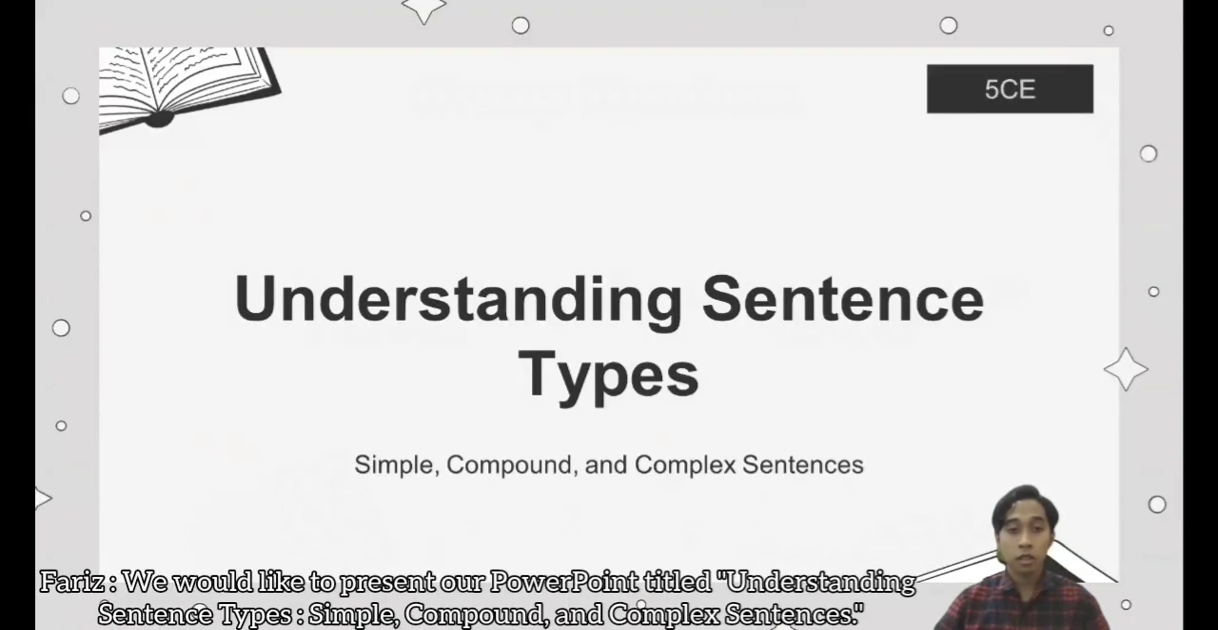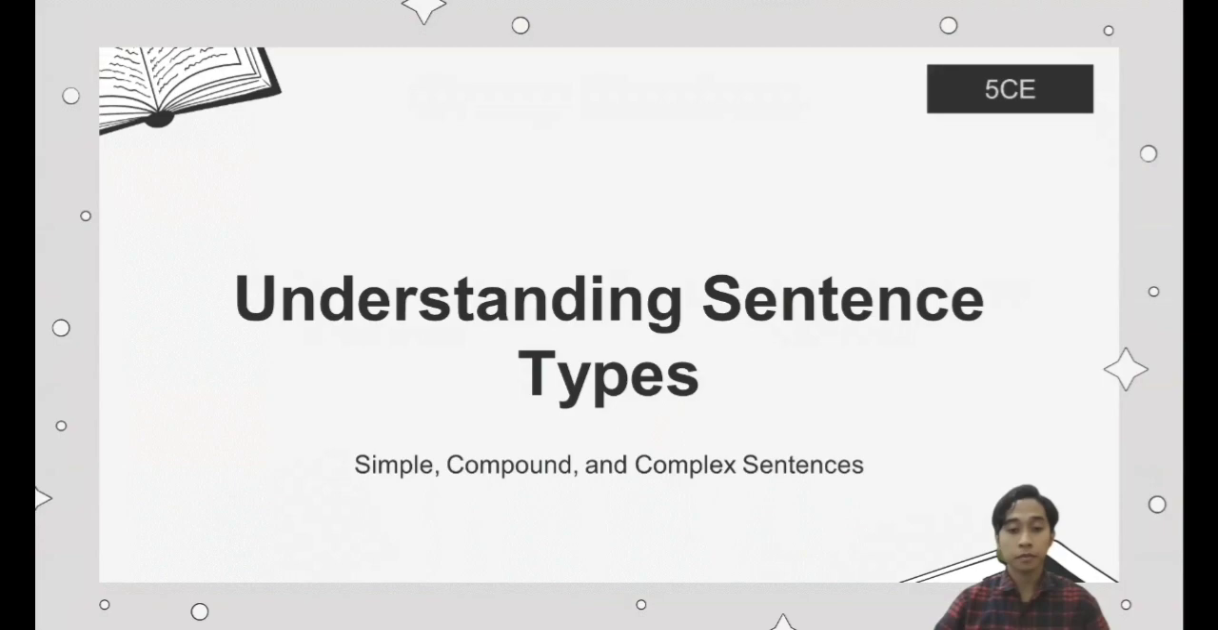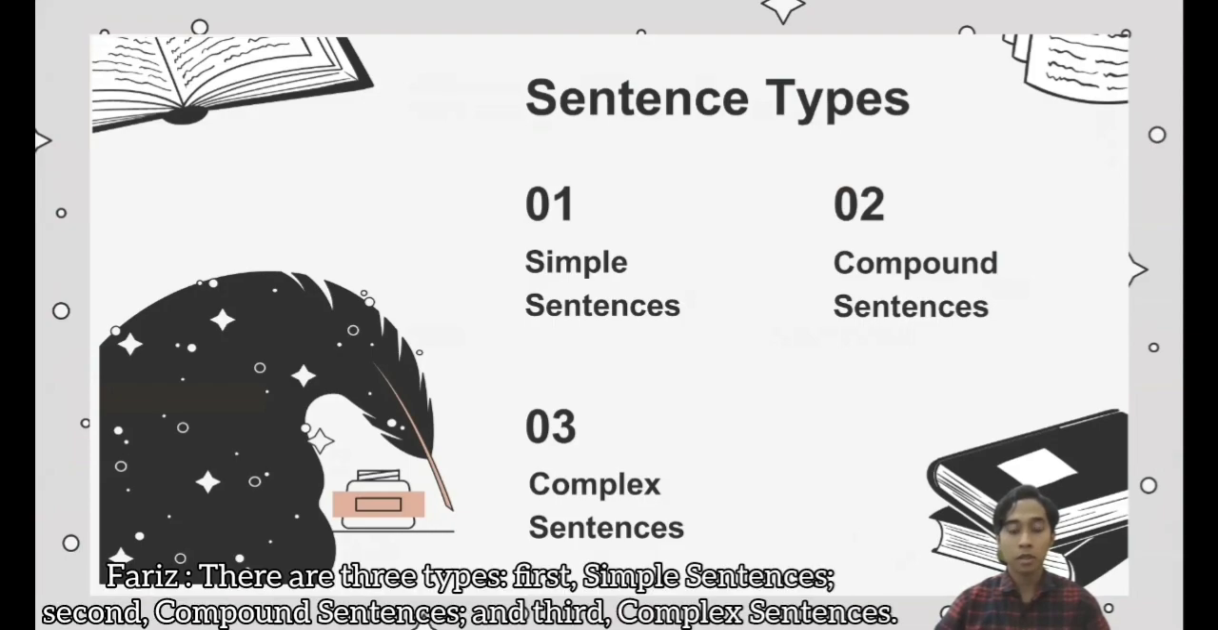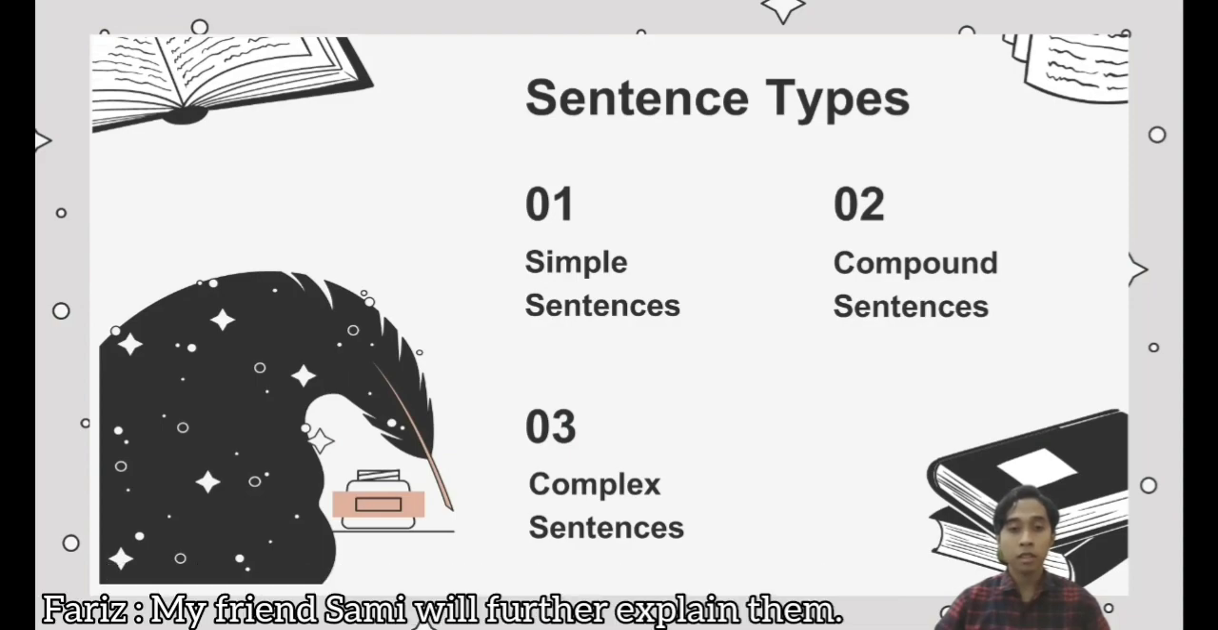We would like to present our PowerPoint titled Understanding Sentence Types: Simple, Compound, and Complex Sentences. To begin, let's first discuss the types of sentences we'll cover in this presentation. There are three types. First, simple sentences. Second, compound sentences. And third, complex sentences. My friend Sami will further explain them.